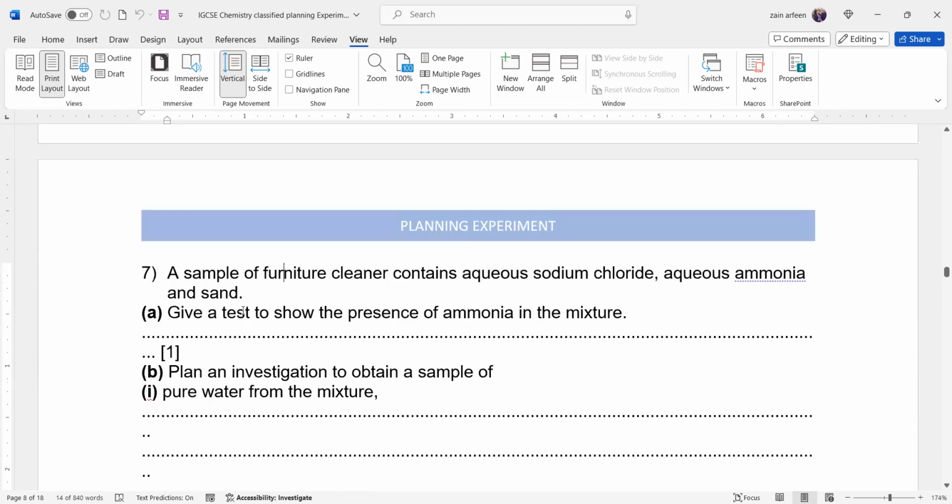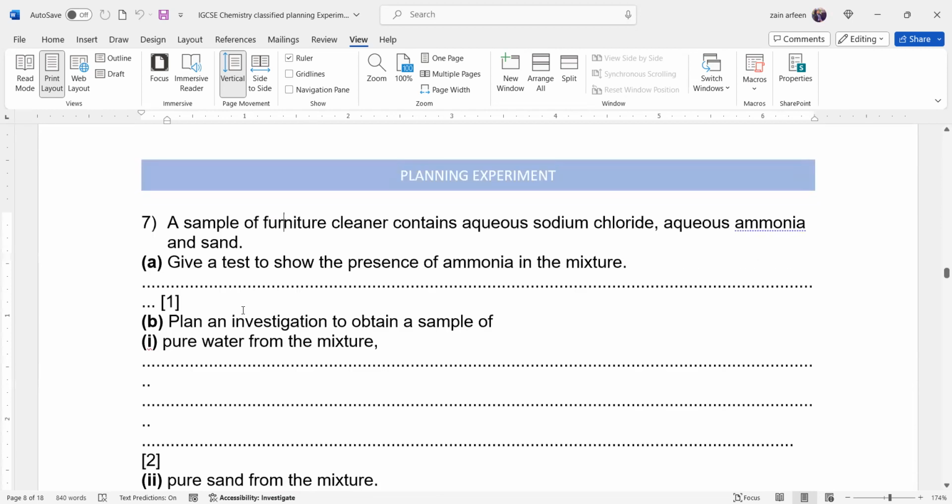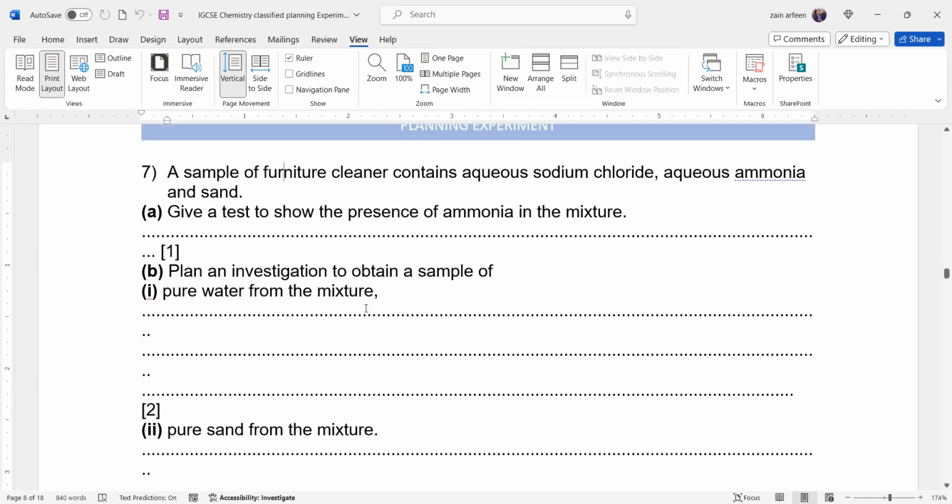Question 7. A sample of a furniture cleaner contains aqueous sodium chloride, aqueous ammonia, and sand. Give a test to show the presence of ammonia in the mixture. How can we test there is ammonia present? What's a test to check the presence of ammonia? Ammonia is a gas. Ammonia is the only alkaline gas. How can we test that?